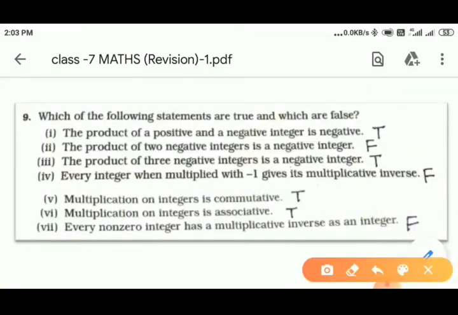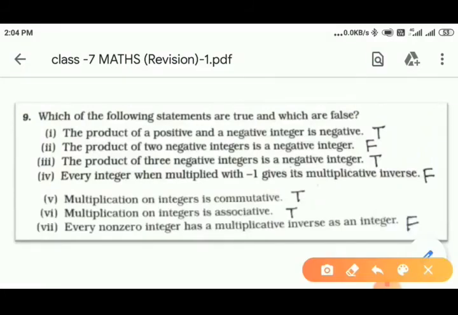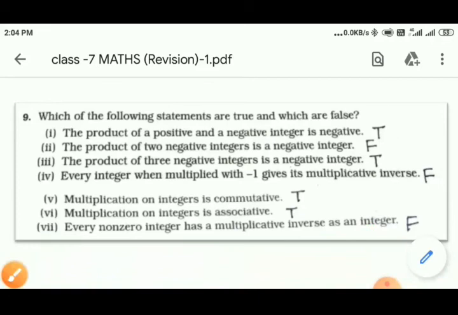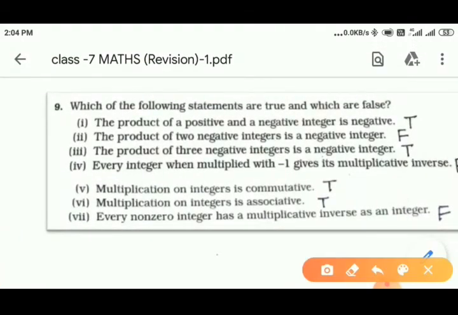The next one is multiplication on integer is commutative. Children, as we all know, for multiplication, integers satisfy the commutative property, because we can multiply the integers in any order, like 2 3s are 6 and 3 2s are also 6. So we can change the order when we are multiplying the integers. So this is a true statement.